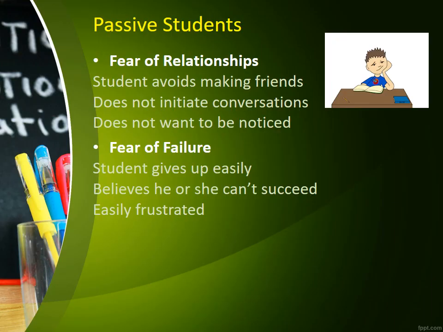Passive students. There are 2 subcategories of passive students: students who fear relationships and students who fear failure. Students who fear relationships often avoid making friends, do not initiate conversations, and do not want to be noticed. These students may also be victims of neglect and abuse, or they may suffer from anxiety. Students who fear failure. This student gives up easily, believes he or she can't succeed, and is easily frustrated.